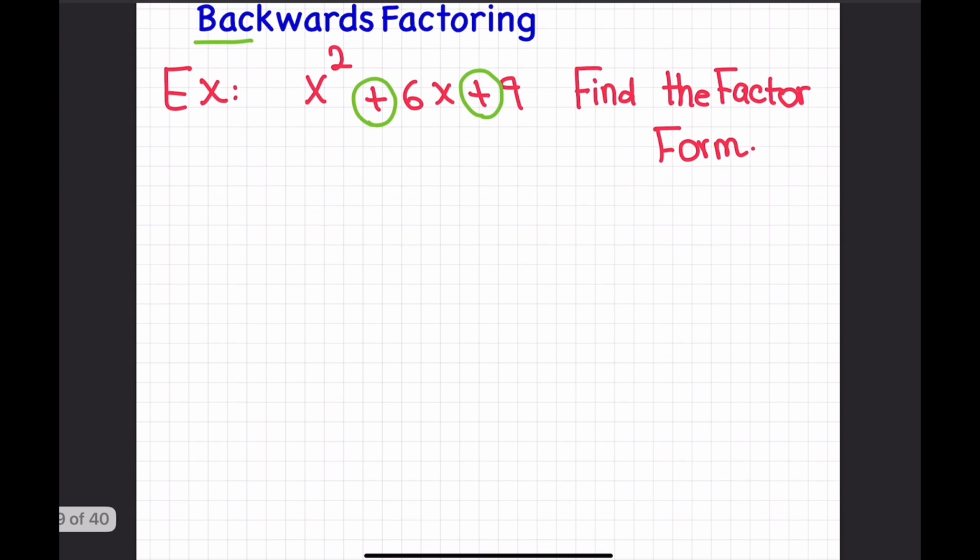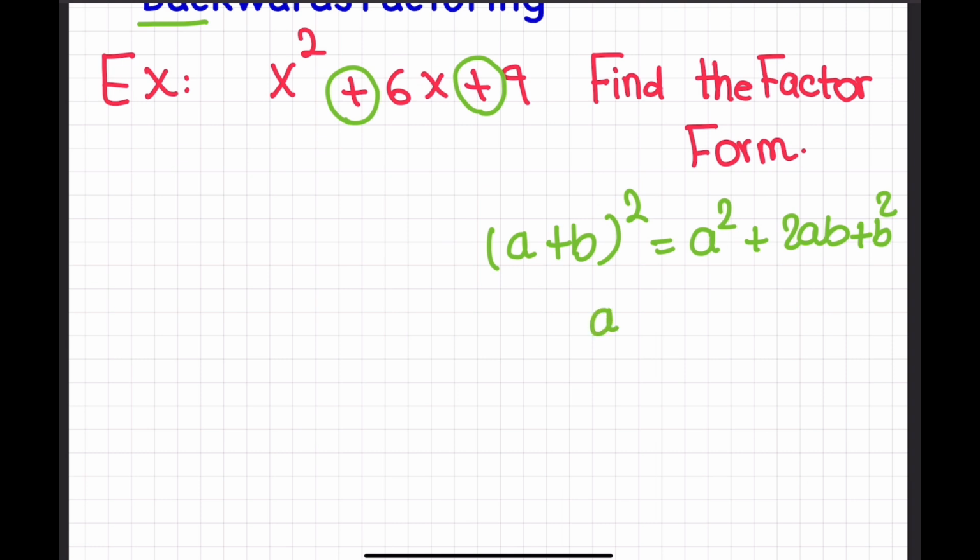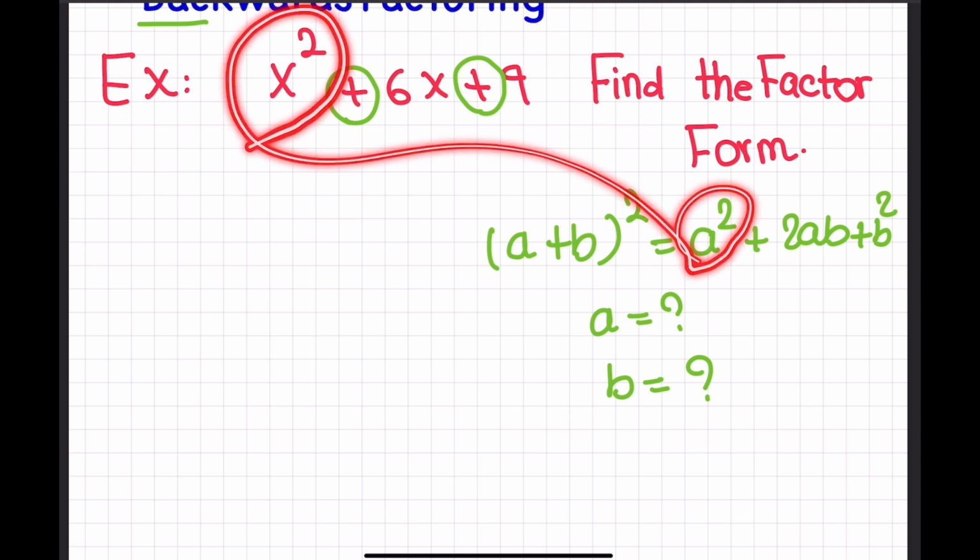See, this is why I say you need to memorize the formula. The one that has all positive is this formula: (a plus b) squared, which is a squared plus 2ab plus b squared. What you have to do is find your a and your b. I can instantly say, what is your a? x squared. So a squared is x squared.